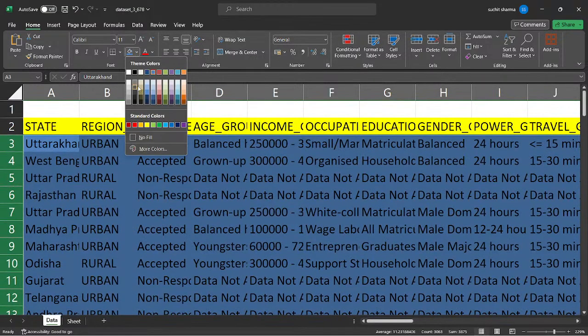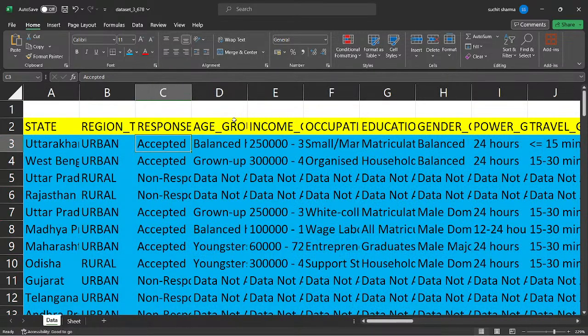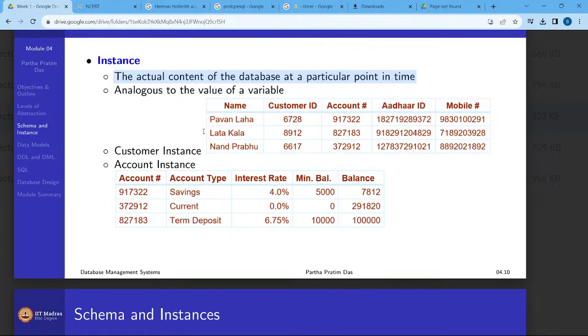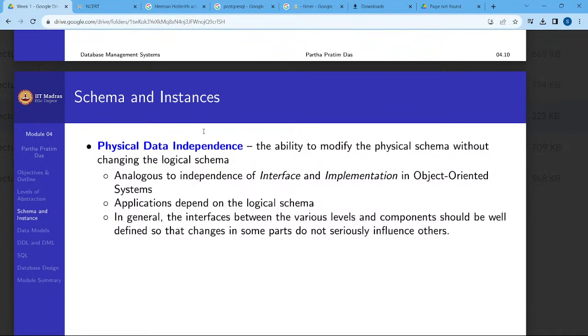Okay, now let's go a little lighter. So everything except the schema is an attribute. Sorry, what am I saying? Everything except a schema is an instance. Everything except a schema is an instance. Okay, sorry for this blunder.